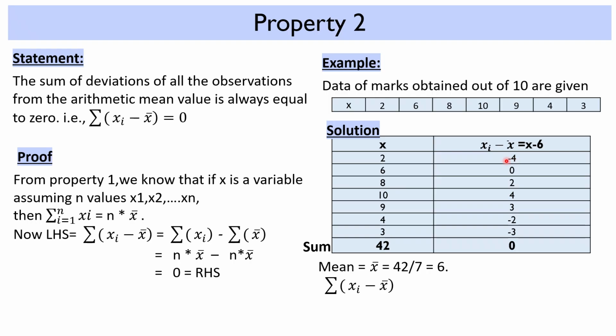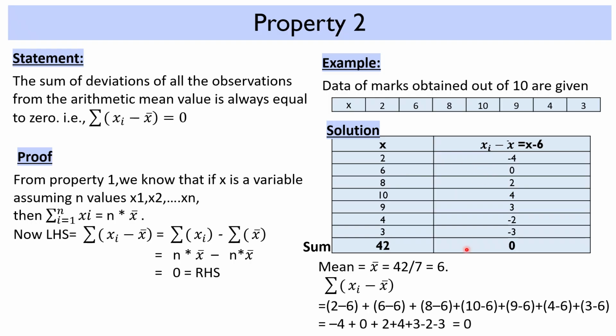Now we are taking the deviation of all the values from this mean 6. So 2 minus 6, which is minus 4, 6 minus 6, 0, and so on. And its summation comes out to be 0. So if we take any other example and try to take its deviation from the mean point of the data set, your answer will always be 0 according to this property.